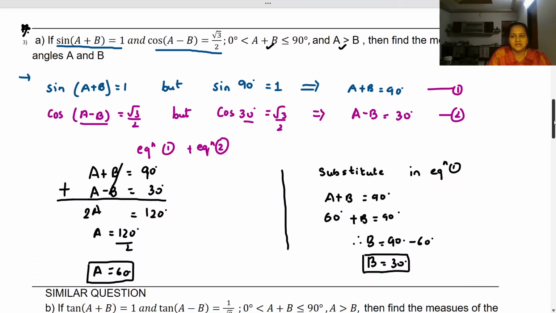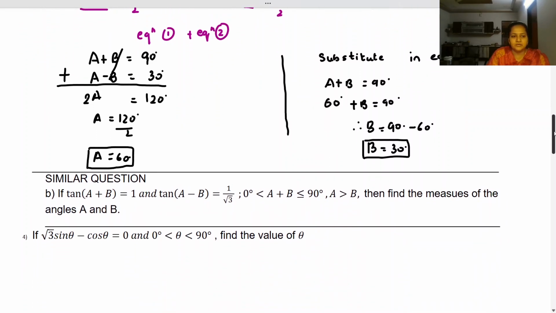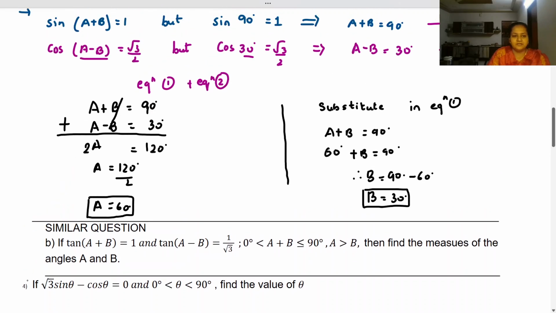Next, I'm putting up on the screen a question very similar, and I would want you to try to solve it yourself. Okay, look at the question. It says, if tan of a plus b is 1 and tan of a minus b is 1 by root 3. Again, the condition for a and b is that a plus b lies between 0 and 90, where a is greater than b. We have to find the values of a and b.